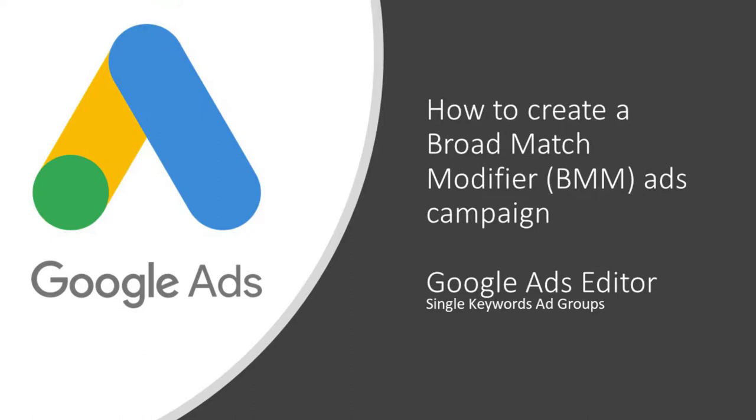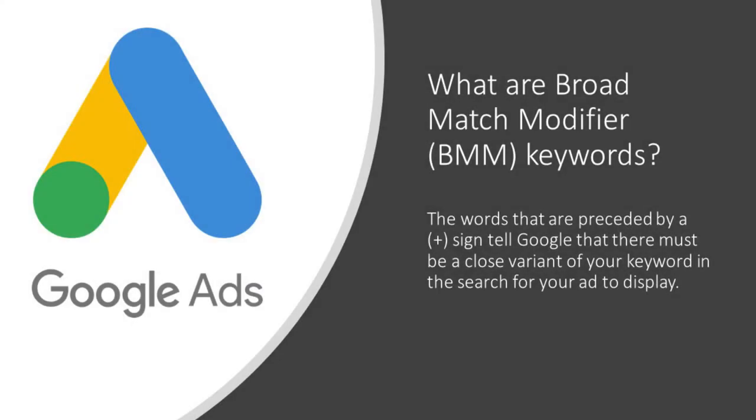So just to recap, and for those who don't know what the Broad Match Modifier keywords are, here's an easy example to understand them. Broad match modifiers are broad match keywords, and you simply put a plus sign in front of one or more words in a broad match keyword to make it a broad match modifier keyword. The words that are preceded by a plus sign tell Google that there must be a close variant of your keyword in the search for your ad to display.